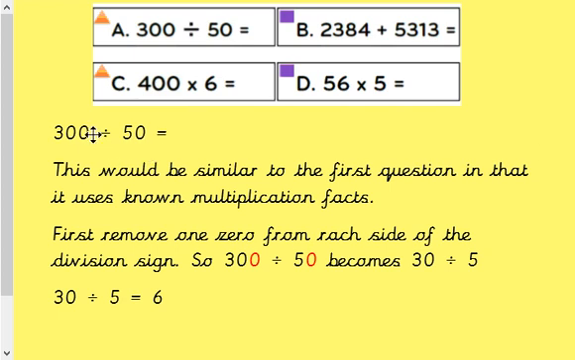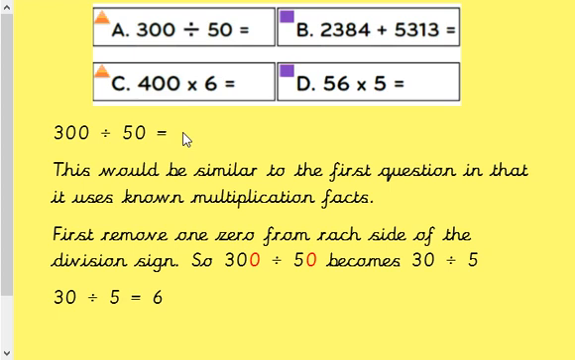So if you take 1 zero away this side, you would take 1 zero away this side. So you can see here, I've covered up, or taken away those zeros, but 1 on each side. I can't take away both these zeros here because I don't have 2 zeros on this side. So 1 on each side. And that leaves me then with 30 divided by 5. And 30 divided by 5 is 6. We know that because 6 5s are 30. So 300 divided by 50 equals 6.